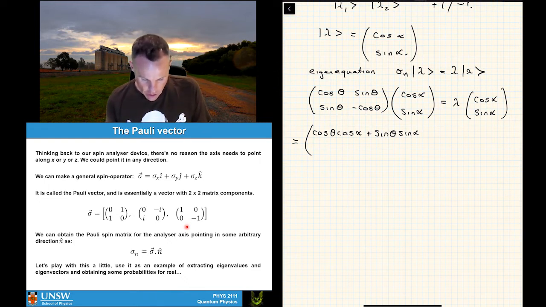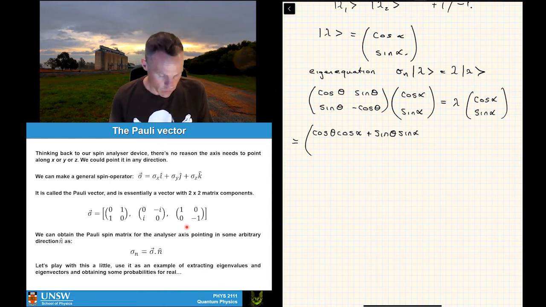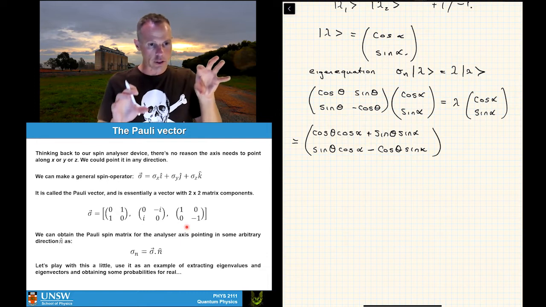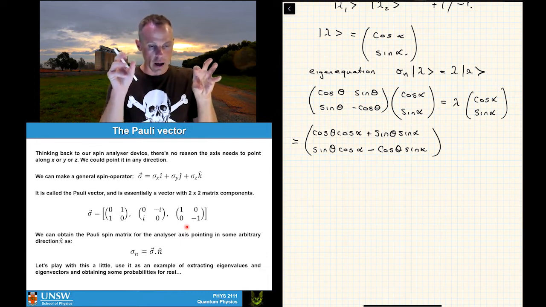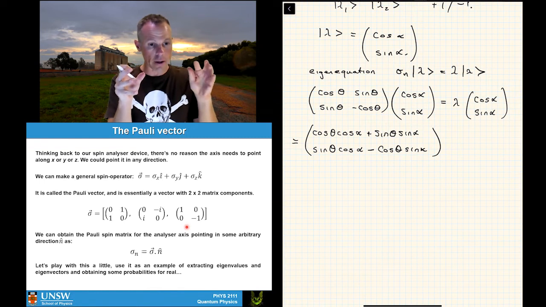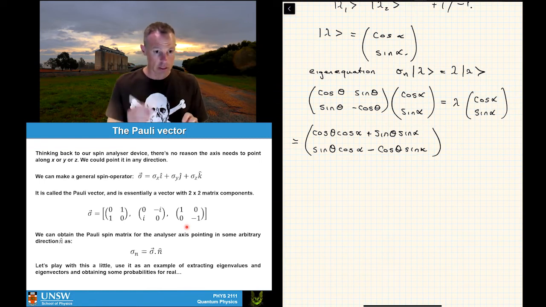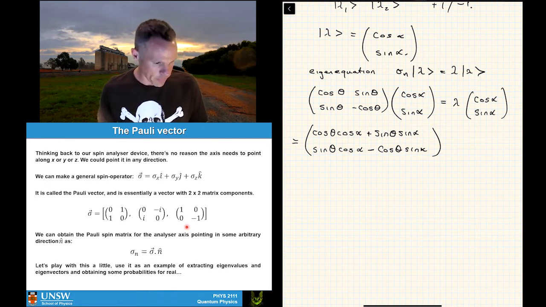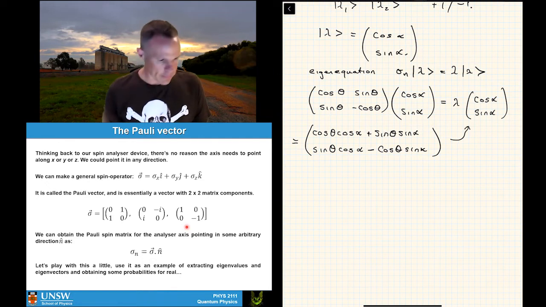And then the other term is going to be sine theta cos alpha minus cos theta sine alpha. Okay, and of course this is a 2 by 2 matrix by a column vector. So what we're going to get is a column vector. There's two elements in this: one on the top, one on the bottom, one column in this thing. So that will be that.